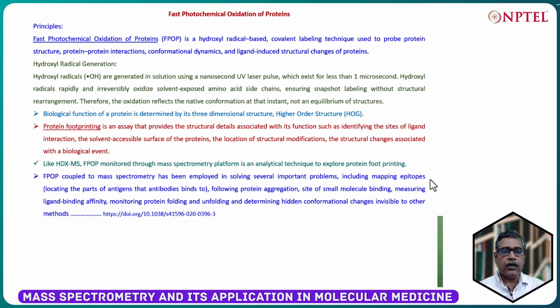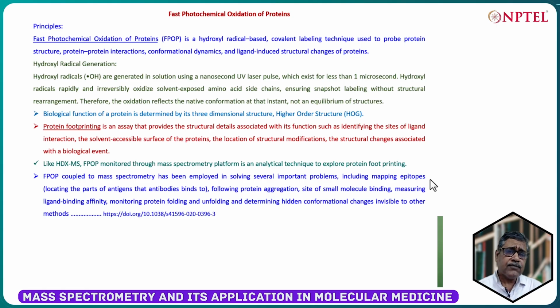So, the principle of fast photochemical oxidation of protein, which is also defined as FPOP, is the hydroxyl radical based covalent labeling technique that is used to probe protein structure, protein-protein interaction, conformational dynamics and ligand induced structural changes of protein.